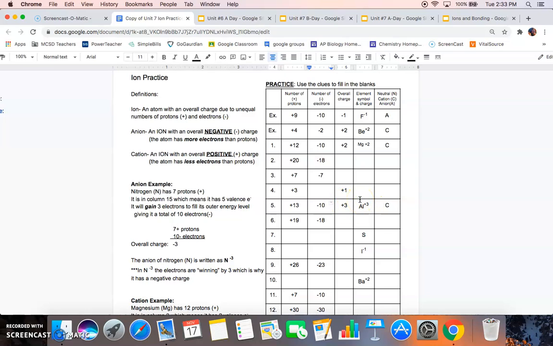So I'm just working backwards. It's like solving a very basic algebra equation: 13 plus x equals 3. So I get negative 10. Your electrons are always going to be this minus charge. Protons are always going to be this positive charge.